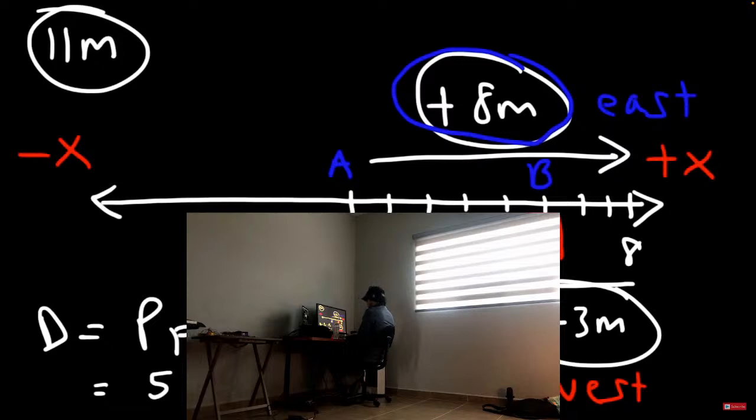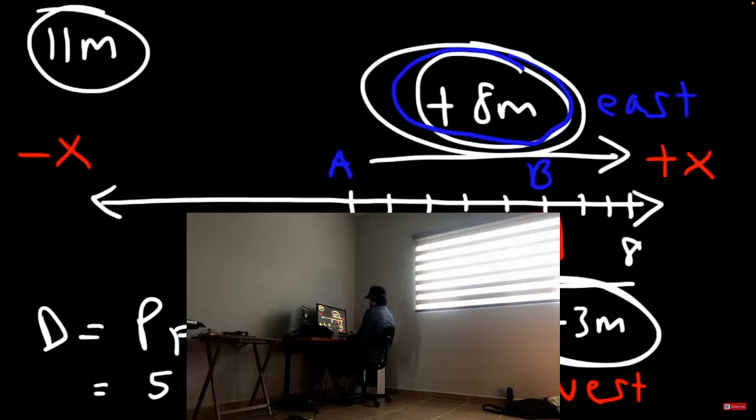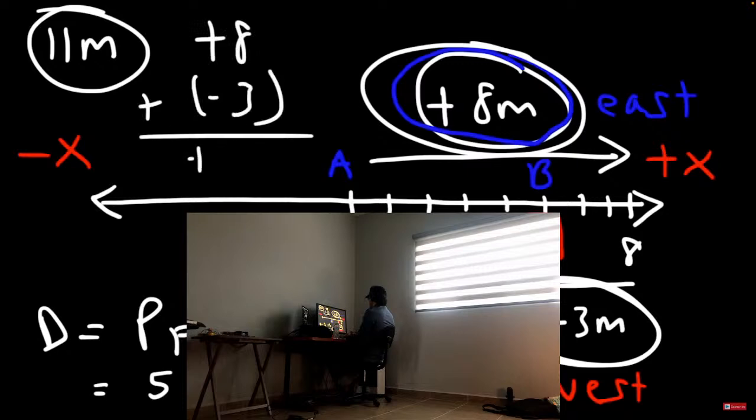Keep this in mind. Distance is always positive, but displacement can be positive or negative. If you're traveling east or north, displacement has a positive value. If you're traveling west or south, displacement has a negative value. And so if you add up the displacement for the first part of the trip plus the displacement of the second part, you get the net displacement of +5. +8 plus -3 will give you +5.